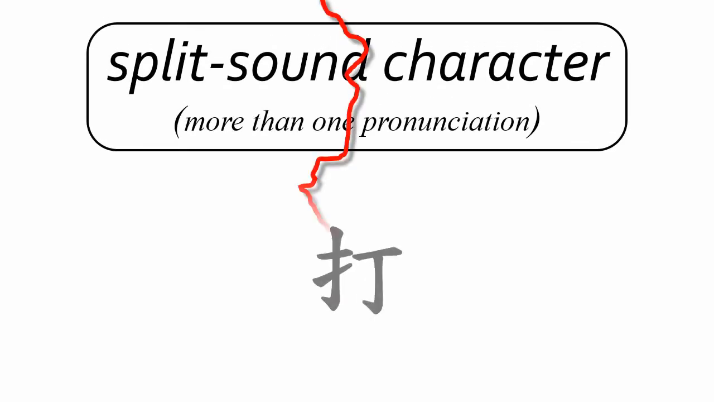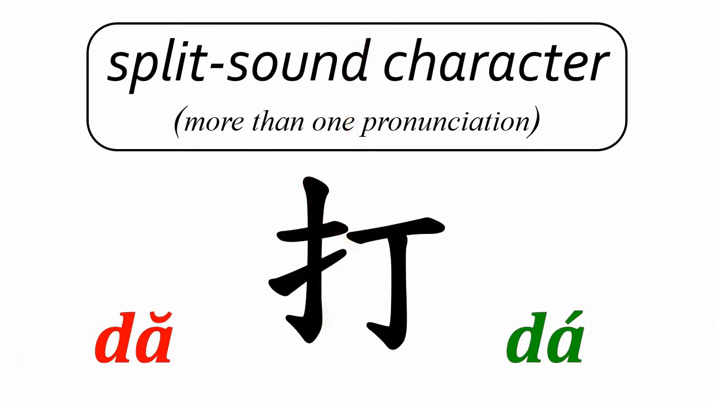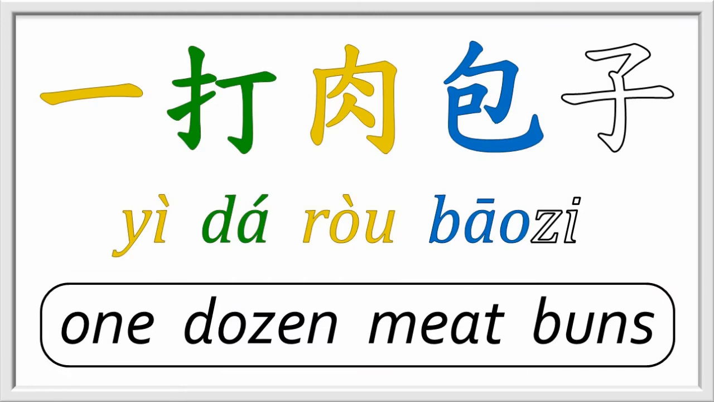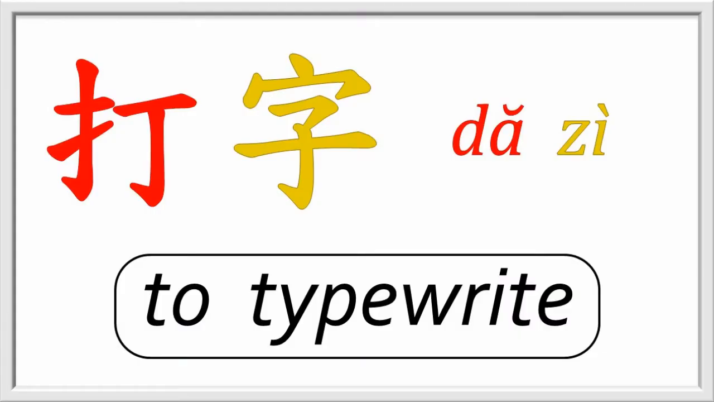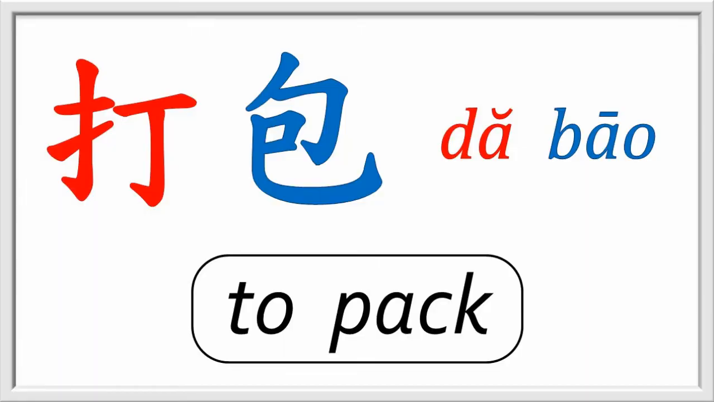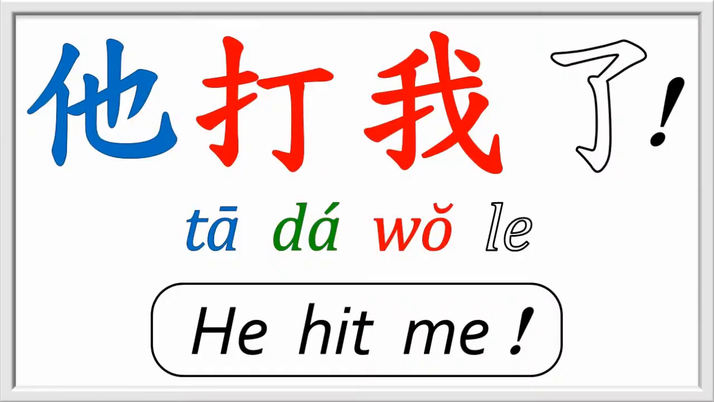It's also a split sound character, with second tone, da, being used only to translate the English word dozen. For example, 一打肉包子, a dozen meat buns. There are many more ways to use third tone, da, such as 打字, to type on a keyboard, or 打包, to pack, or to tell a restaurant server you intend to take your food home. And of course, as every child screams while running to their mother, the classic, 他打我了! He hit me! Assuming the perpetrator is a boy.